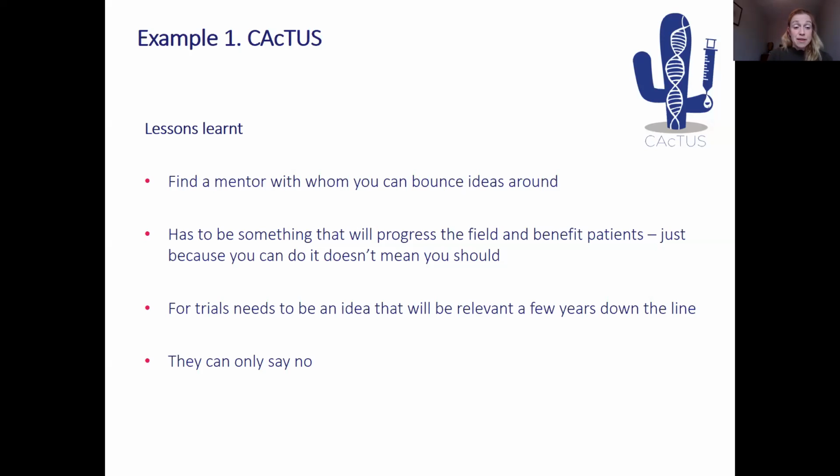And the other thing is that they can only say no. So it is definitely worth approaching pharma and thinking about who to apply to for grants, because at the worst, all it is is you spending quite a bit of time, but then all they can do is say no.